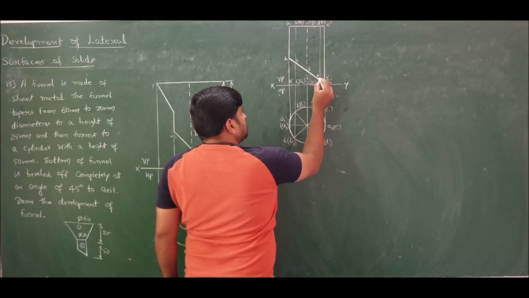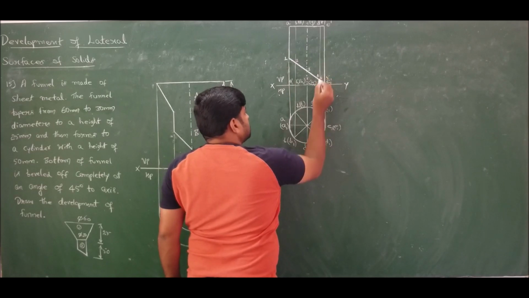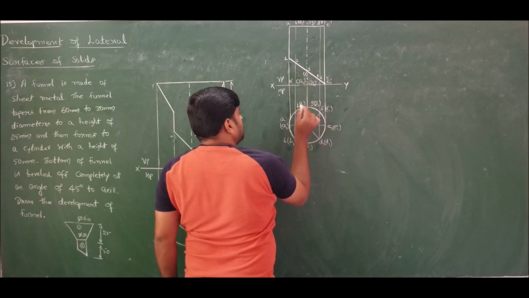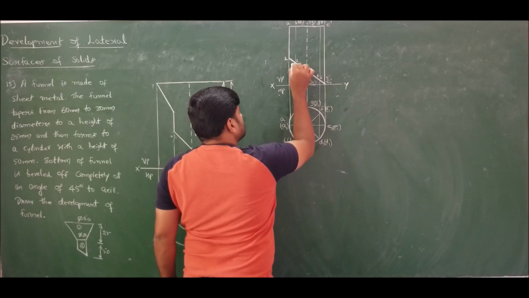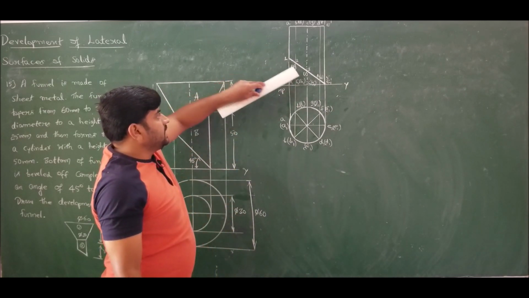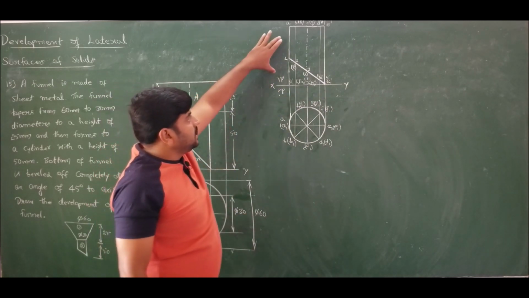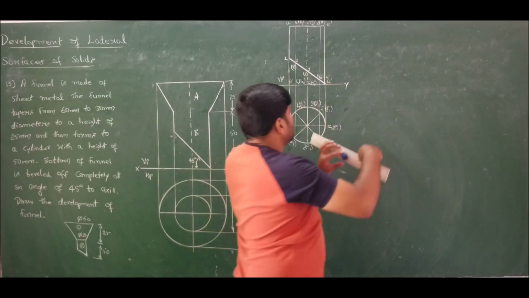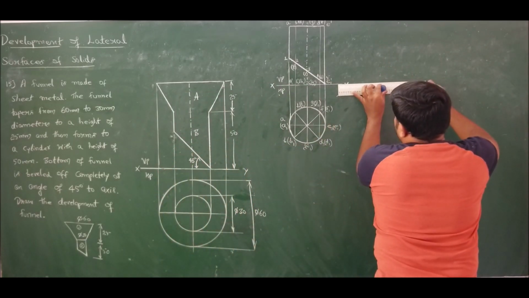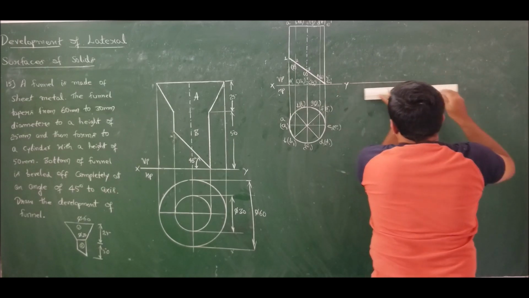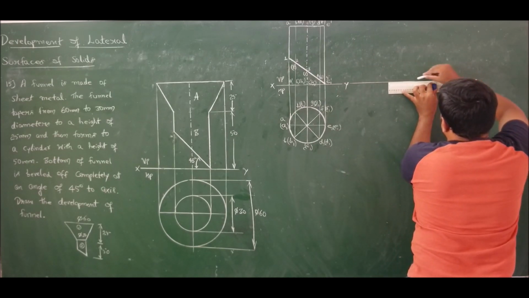Next F is 6. G is 7, and H is 8. So totally we have 8 cutting points. Since for a cylinder we can directly solve by using the radial line method of development, project it and draw the radial line.